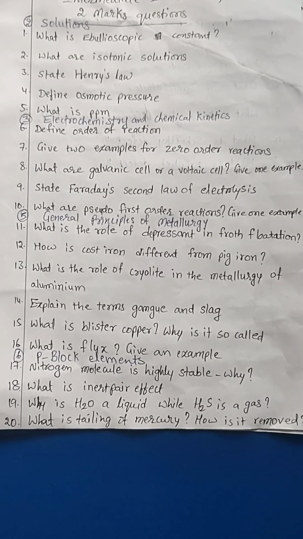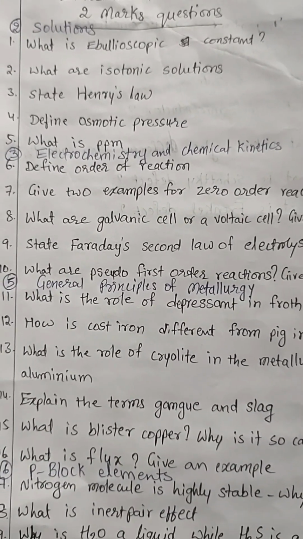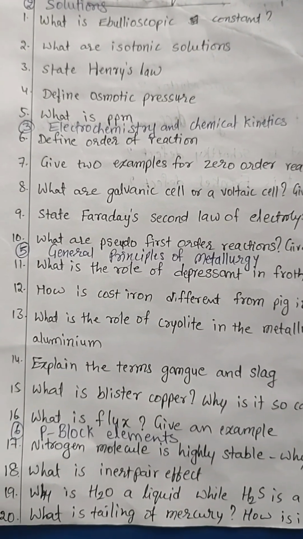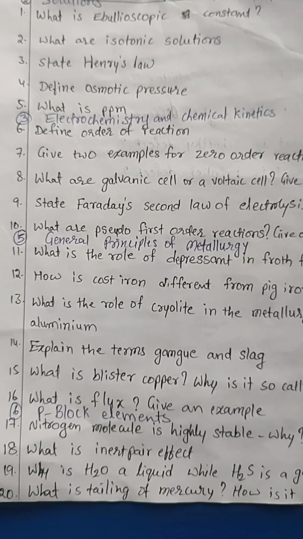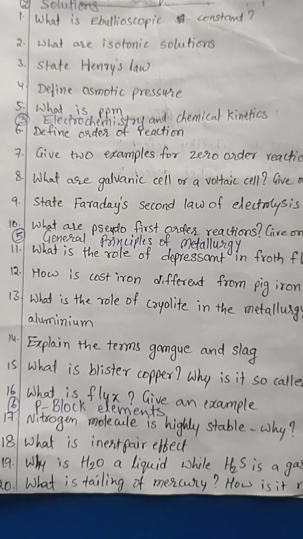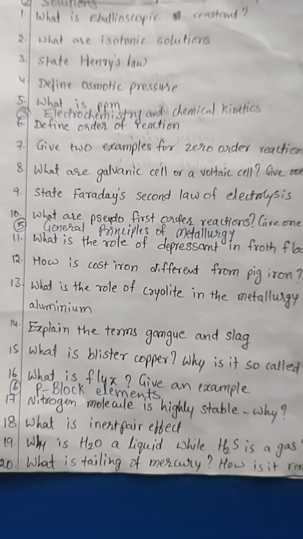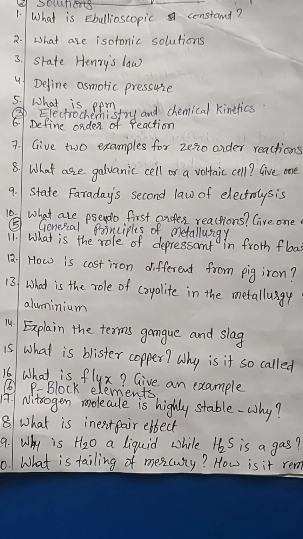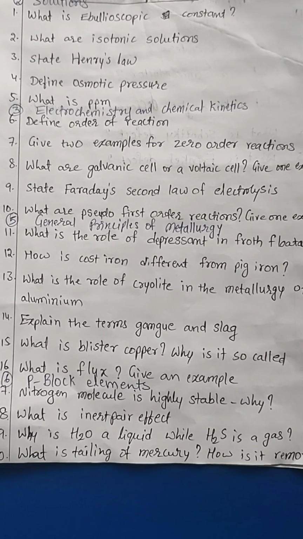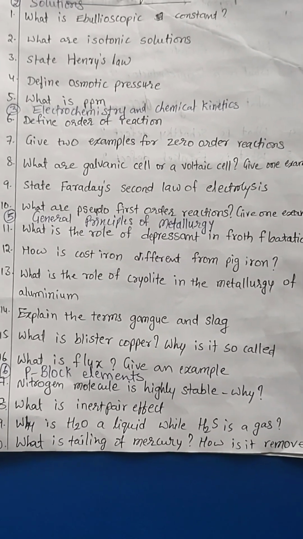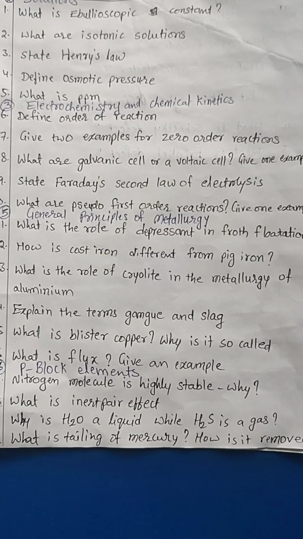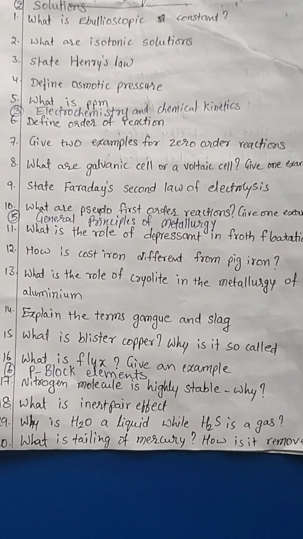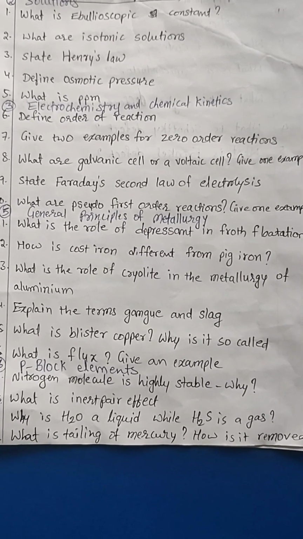In that, from the solutions topic: what is ebullioscopic constant, what are isotonic solutions, state Henry's law, define osmotic pressure, what is ppm, parts per million. From the electrochemistry and chemical kinetics: Define order of reaction. Give two examples for zero order reactions. What are galvanic cells or voltaic cells? Give an example. State Faraday's second law of electrolysis. What are pseudo first order reactions? Give an example.